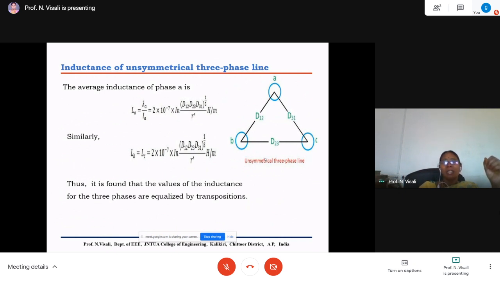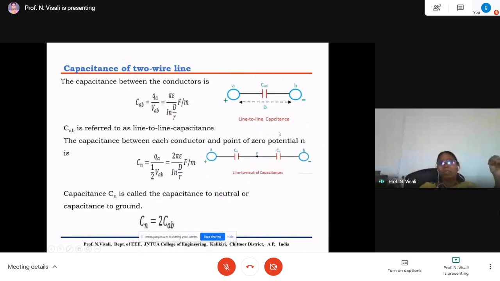Transposed means the A conductor takes the position of C, or the C conductor takes the position of B, like that. So it is going to be transposed, which means it changes their position. At that time also the inductance can be calculated like this.